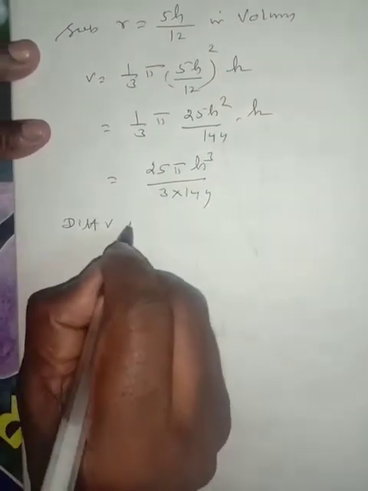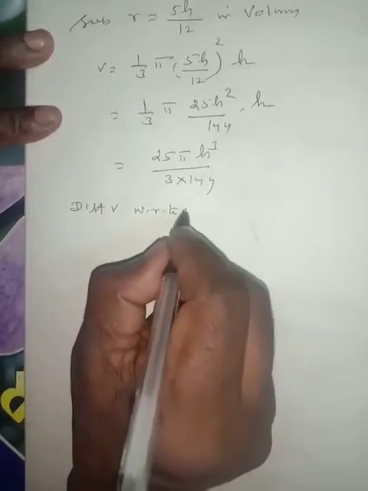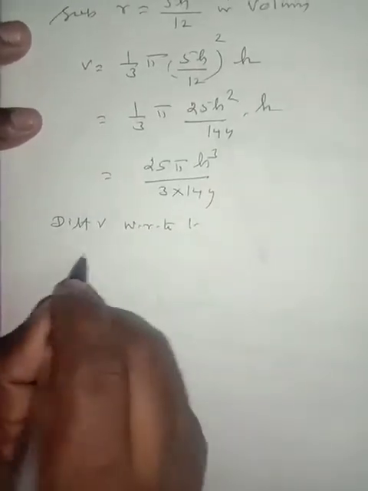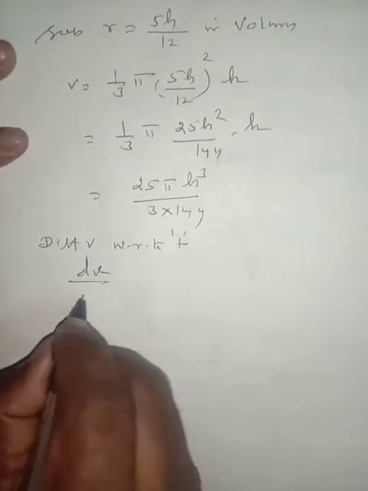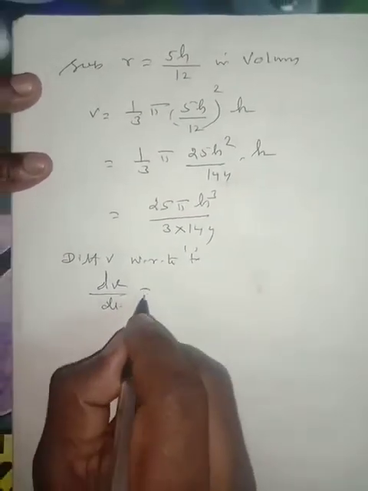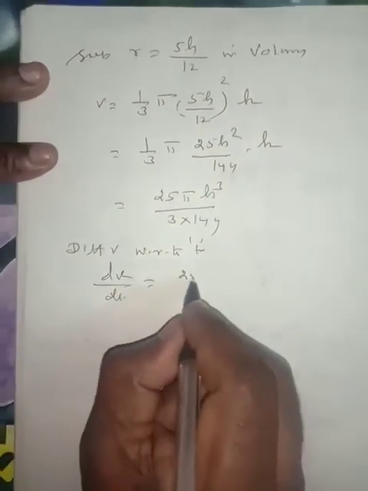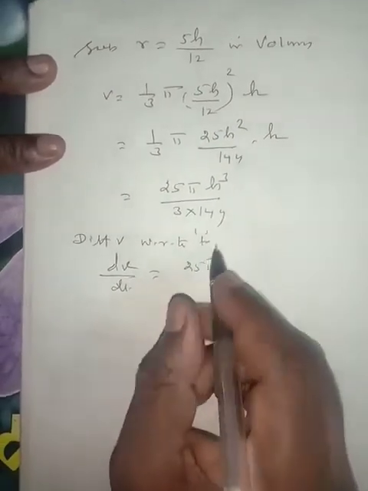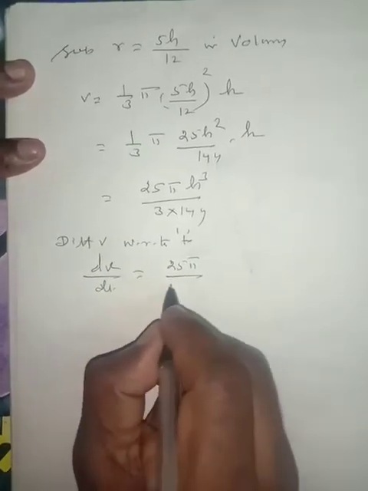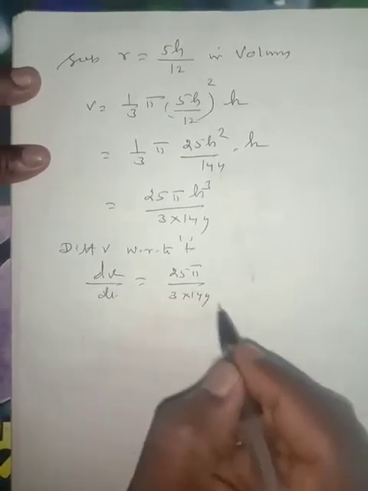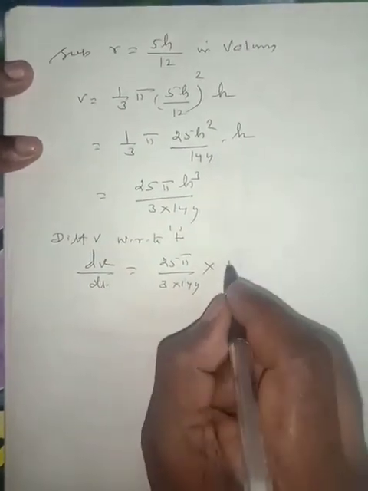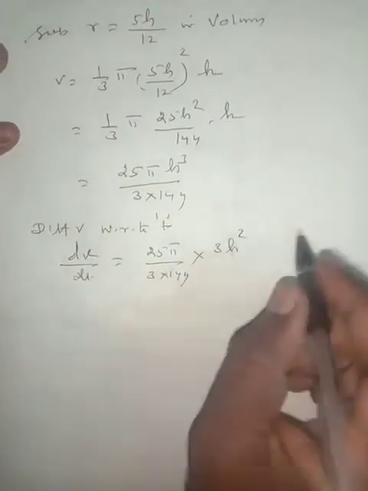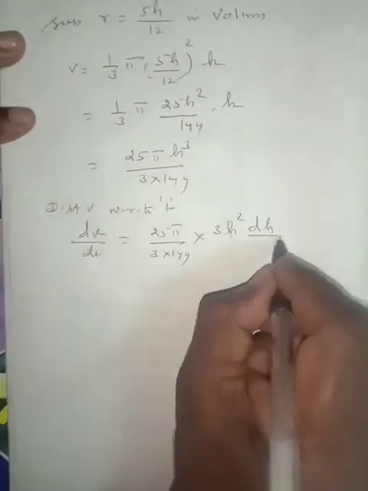Differentiate V with respect to time t. dV by dt is equal to 25 pi divided by 3 into 144 into derivative of h cube, so 3 h square dh by dt.